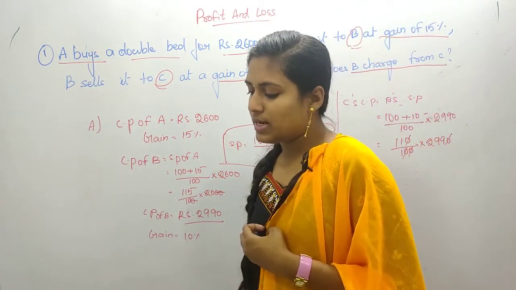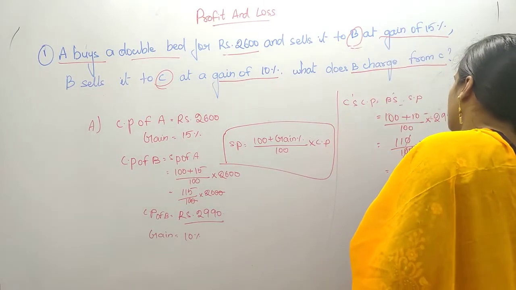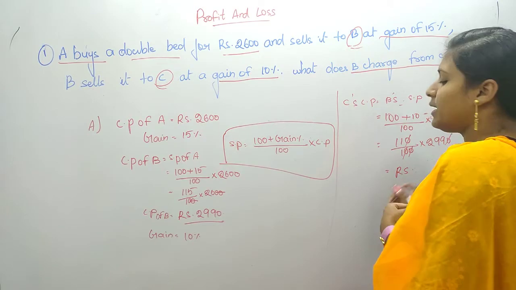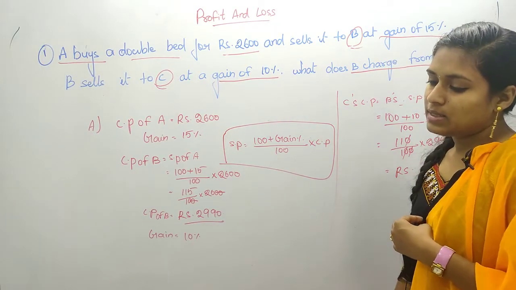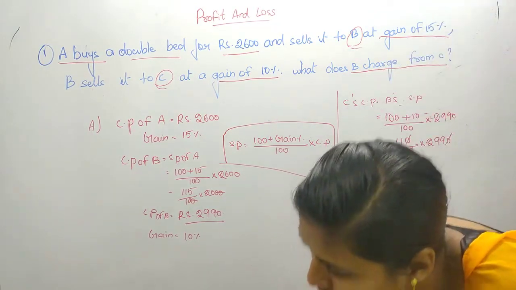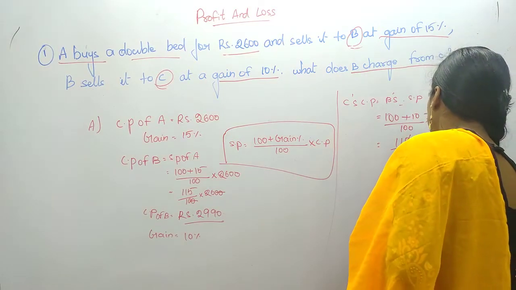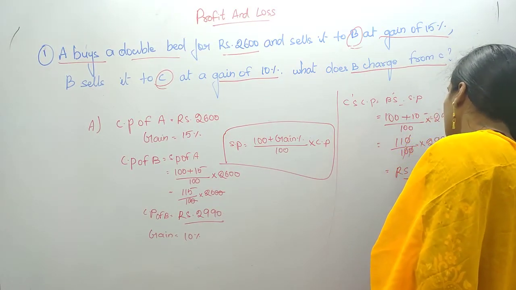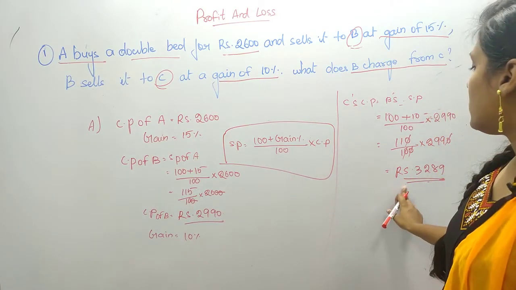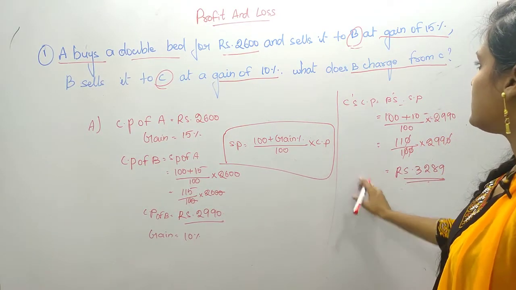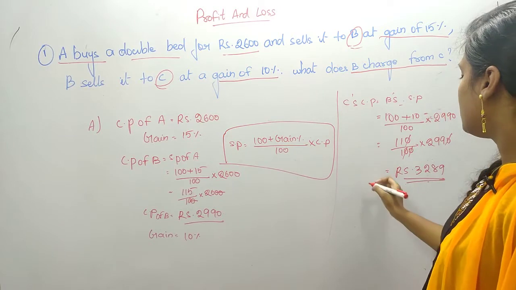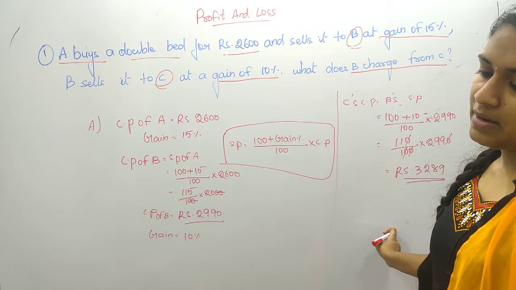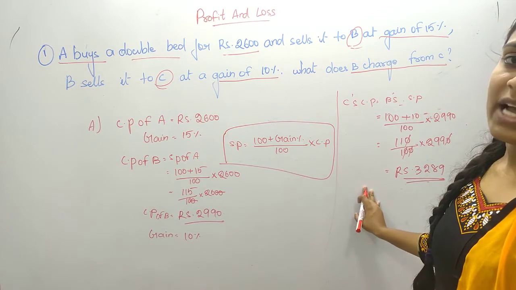Multiplying 11 and 299, how much do you get? Rupees 3,289. Did you find it or not? Finally we got the answer. B charged C rupees 3,289. This is the actual answer.